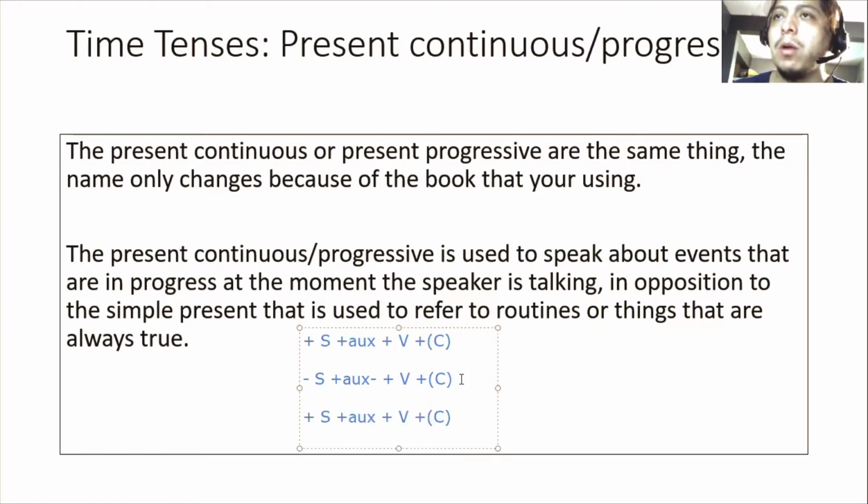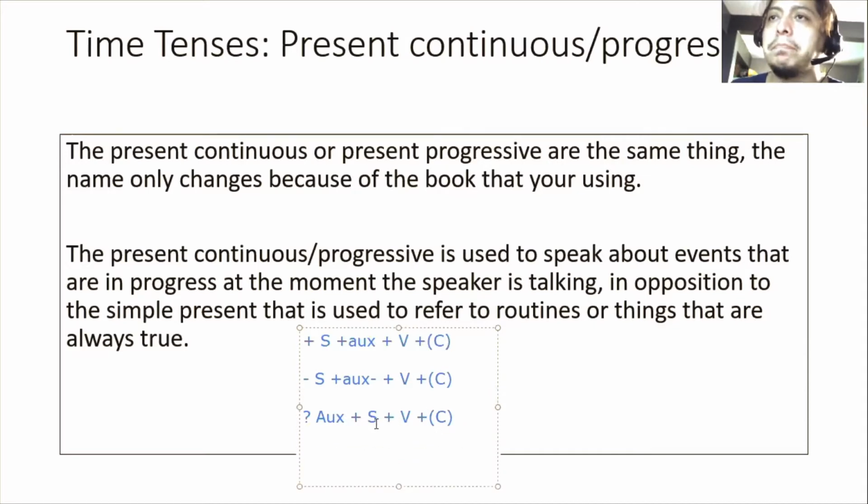What happens if you want to make a question? If you want to make a question, the only thing that you have to do is your subject and your auxiliary have to change positions. They have to switch positions. You start with the auxiliary first, and then you have your subject. Yes, the only difference between affirmative statements and yes, no questions is that, again, you have to switch first the auxiliary and then the subject.